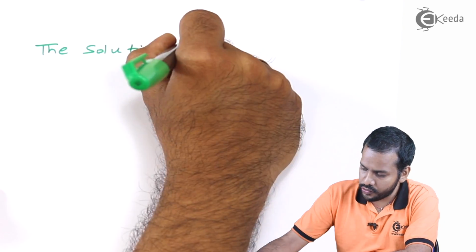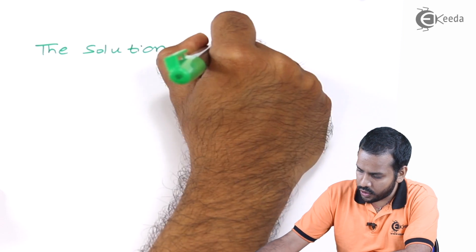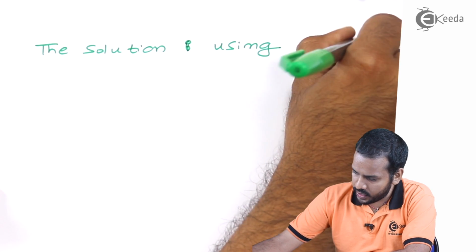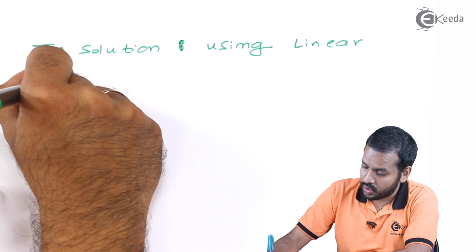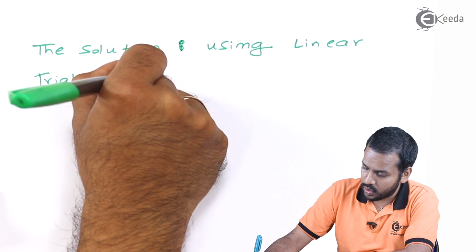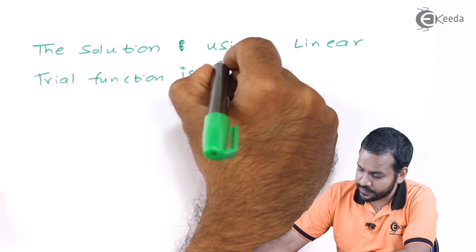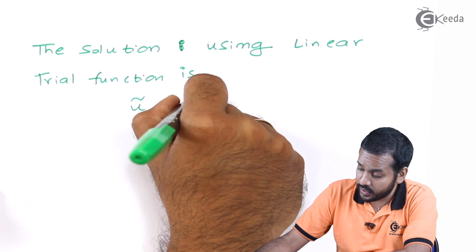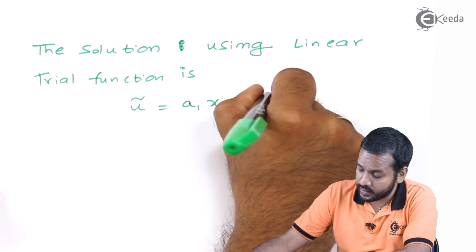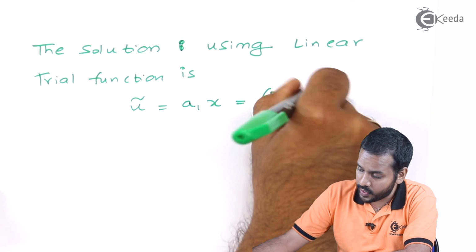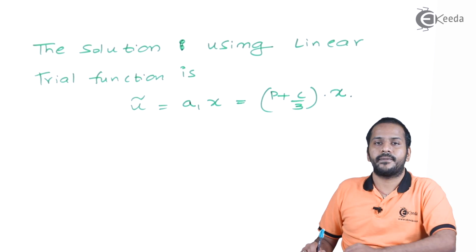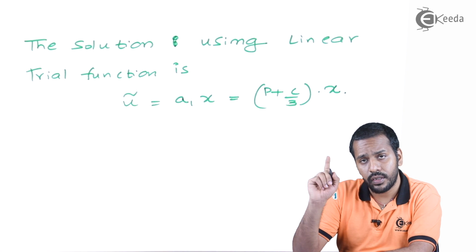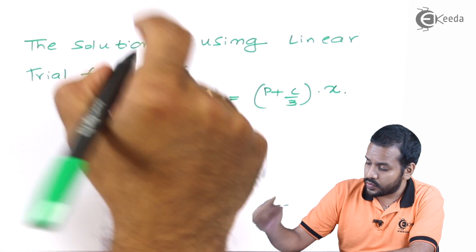So the solution using linear trial function is u tilde is nothing but a1x, that is equal to P plus C by 3 into x. So what is P here? P is the point load, C is a constant involved in your distributed load. Okay, so this is the solution.